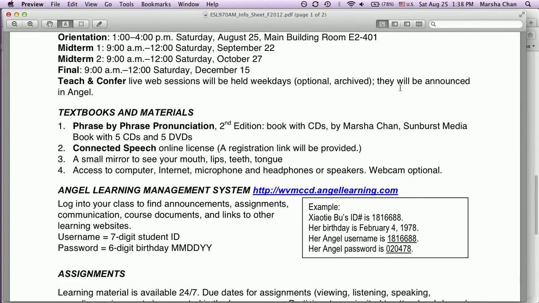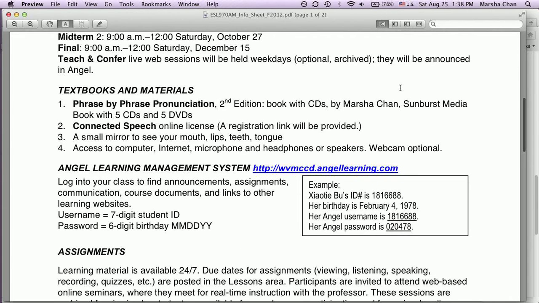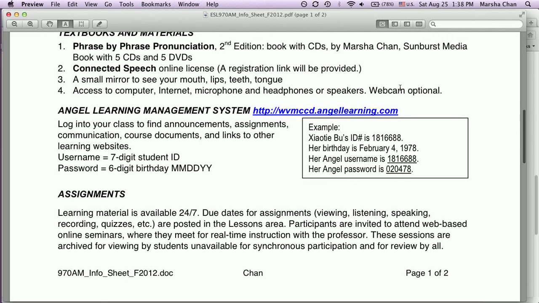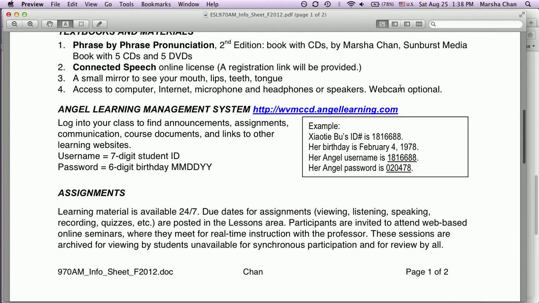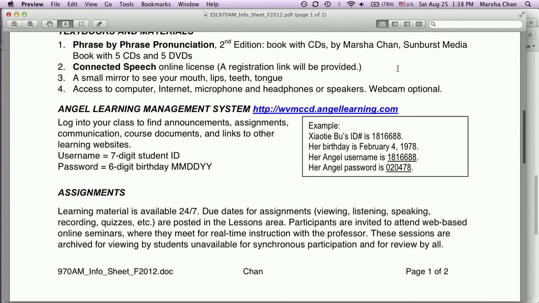Okay. Now, what else? You know about the books, phrase by phrase pronunciation. I know it inside and out because I wrote the book. And there are CDs and DVDs which you know how to get. Connected speech. There is a version that we sell that you can buy for your computer with a disc, but the ones we're going to use in the class are the online license, and you'll get a registration once your username has been inputted. Then you'll get a message that says your user is ready to use it. I'm going to show you how to do it, and then later on when you get your user, you will be able to do it.